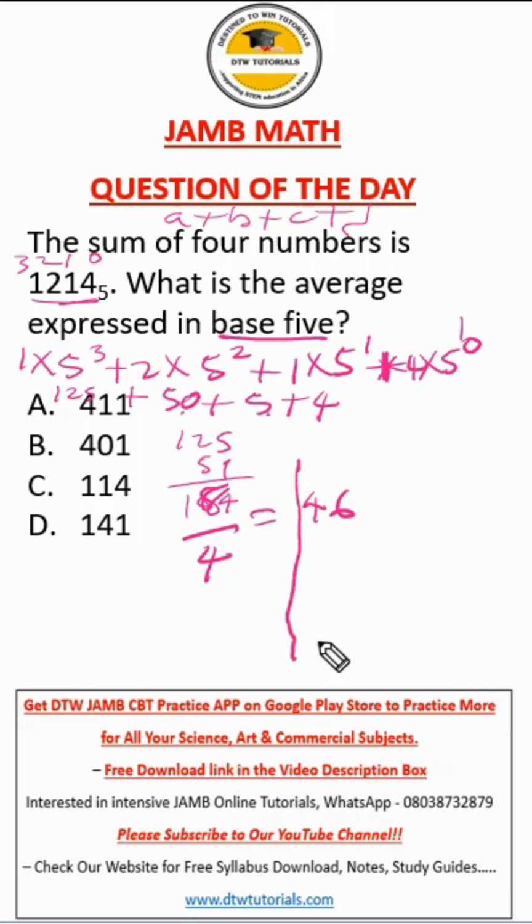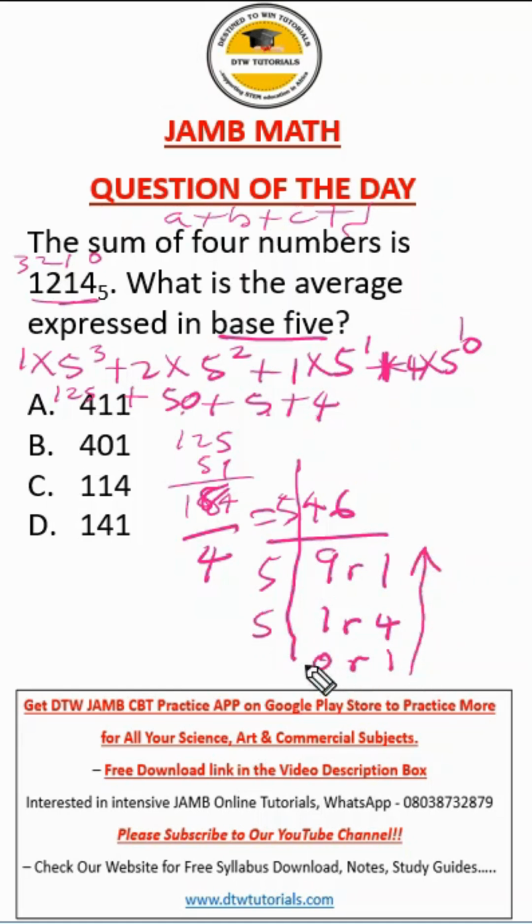So let's quickly rule our line here. We first divide by 5. How many 5s can we get in 46? 9. All right, 9, remainder what? 1. How many 5s can we get in 9? We can just get 1, remainder what? 4. And how many 5s can we get in 1? 0, remainder 1. All right, and we take our answer this way. So we finally have 141 in base 5. And what is our answer? Our answer is option D.